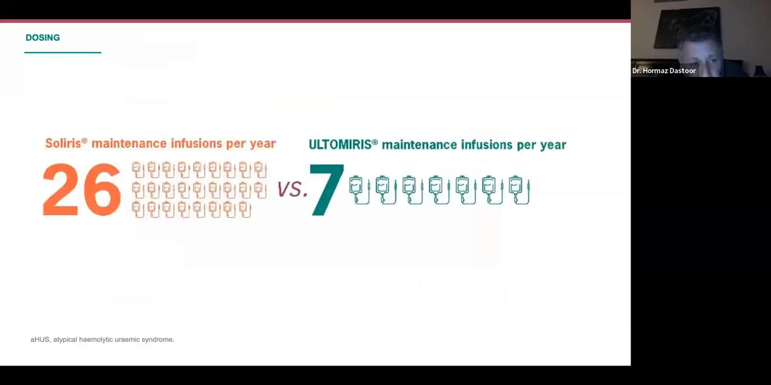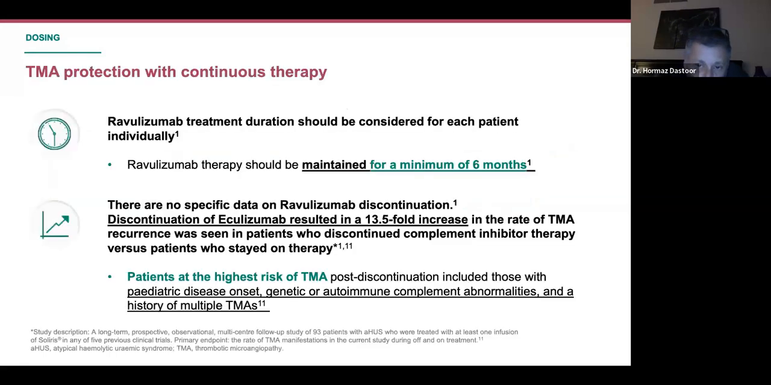Here you can see that with the old product, eculizumab, we were giving around 26 injections. The patients had to come to the hospital every 2 weeks, whereas with the new drug, ravulizumab, it's much easier. We give them only around 7 injections a year. So yes, it is a bit more expensive, but the overall cost is much less.